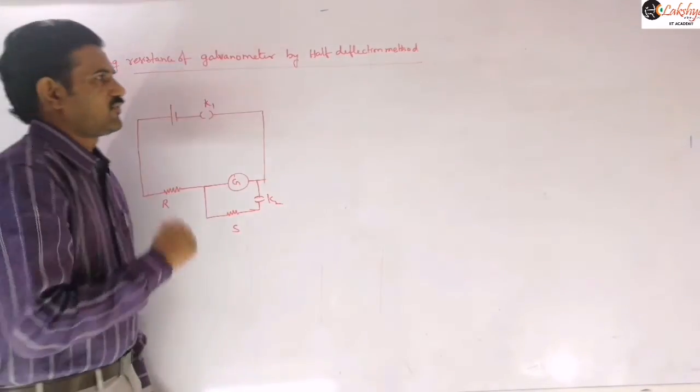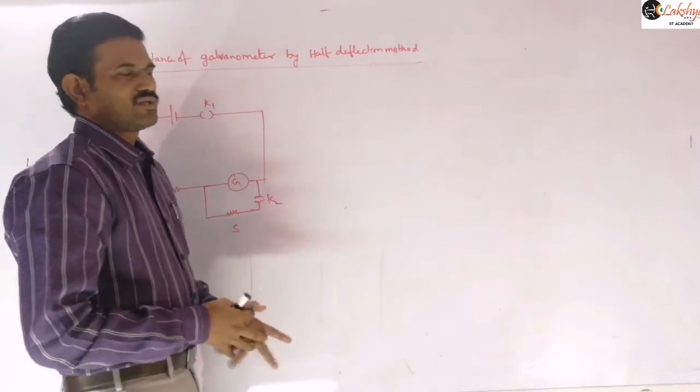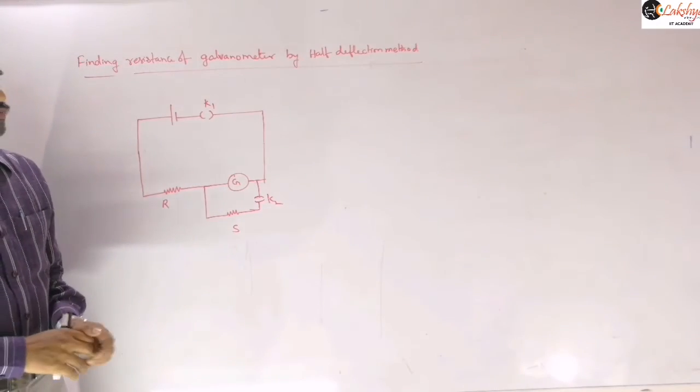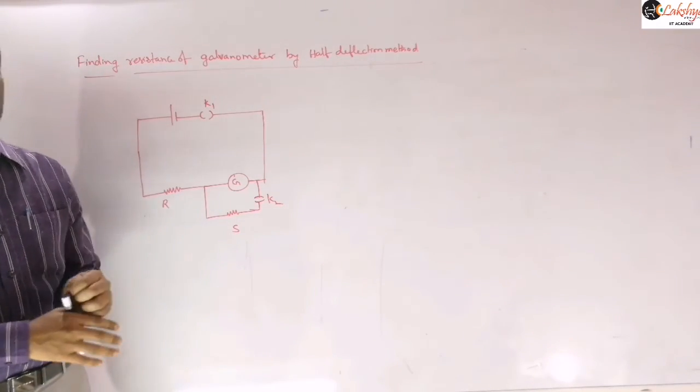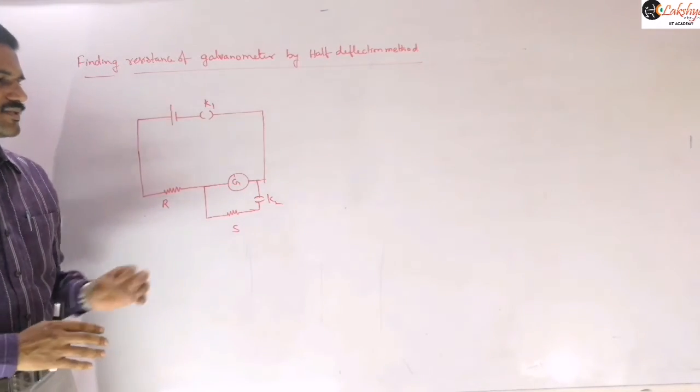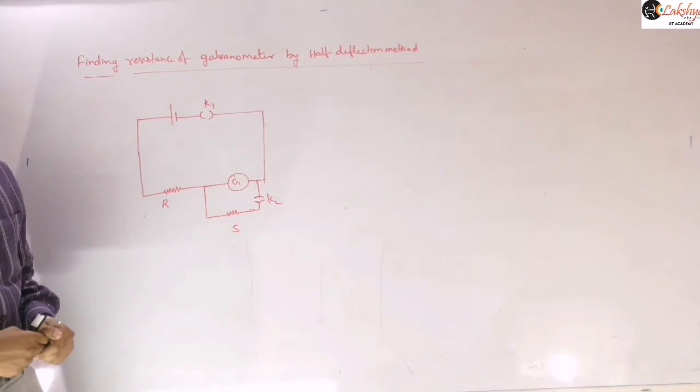Galvanometer by this half deflection method. Actually, in the laboratory it will be there, even practicals will be there based on this. From an objective point of view also there will be some questions based on this. Now let us see how to find the resistance of the galvanometer by the half deflection method.